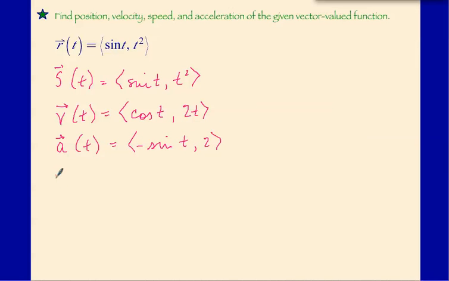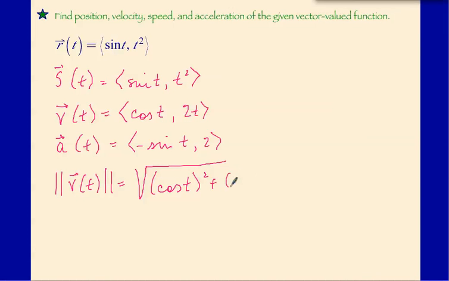And then finally, let's do speed, which is, of course, the magnitude of the velocity vector. And that's going to be the square root of cosine t squared plus 2t squared. Now, not much simplifying going on here, but of course you can write this as the square root of cosine squared t plus 4t squared. And there you have it.